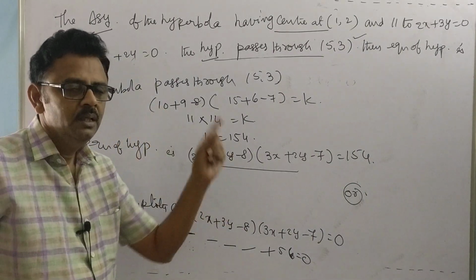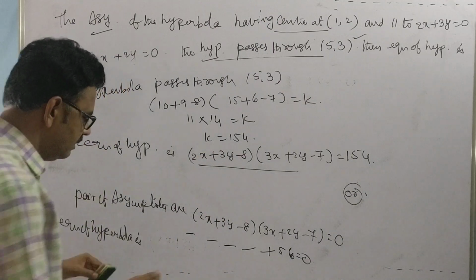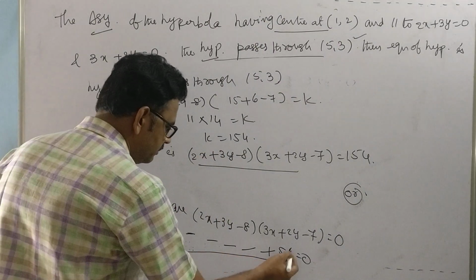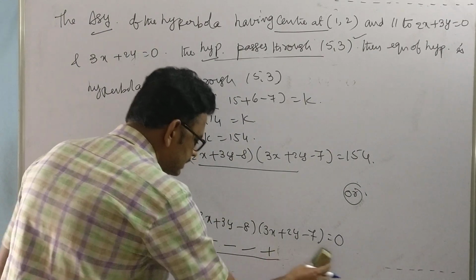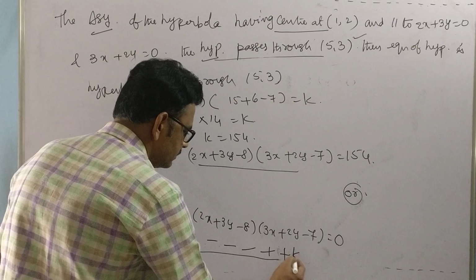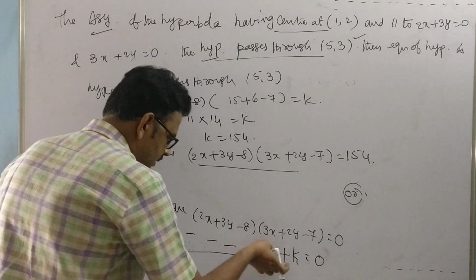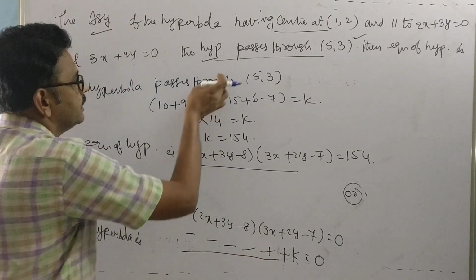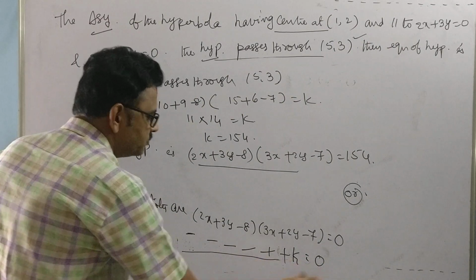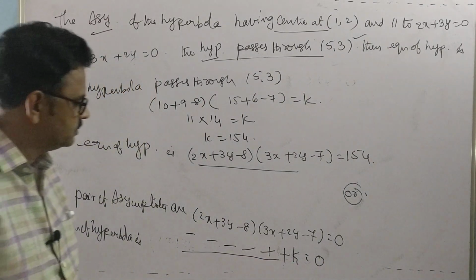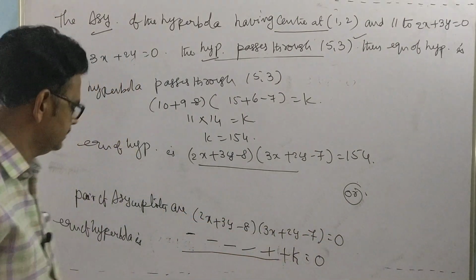The hyperbola and the asymptotes differ by a constant. You can write all terms as they are. So in place of 56, simply remove this and write plus k equal to 0. So this is the hyperbola equation. The hyperbola passes through (5, 3), so you get the k value. That is one process. So that is our choice. You can do it like this, or this is also correct.